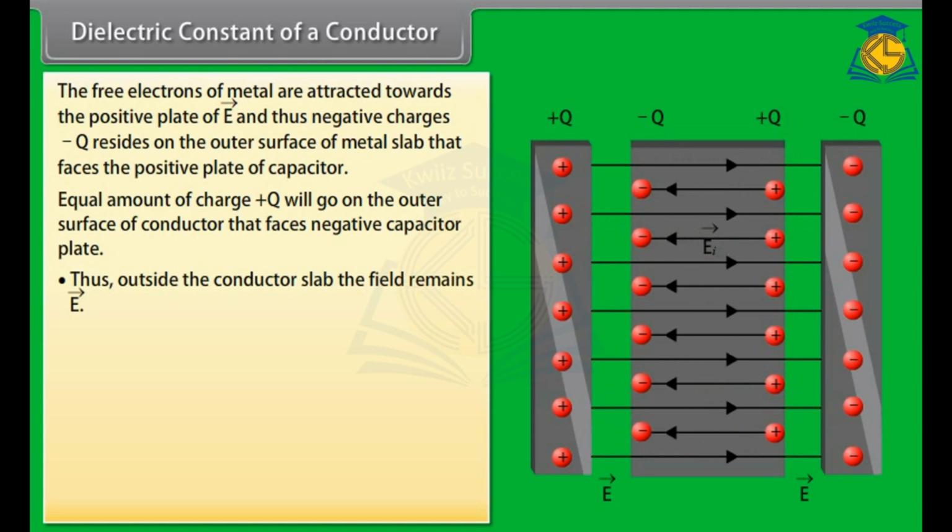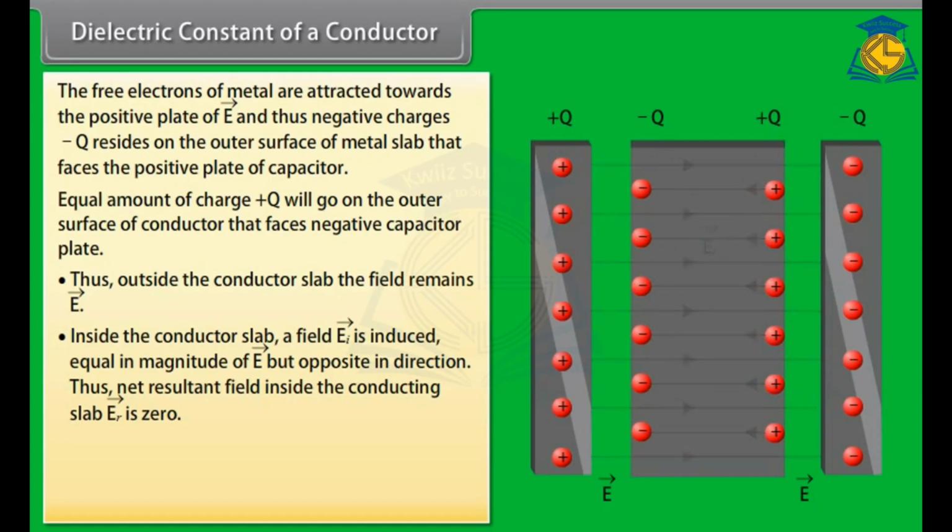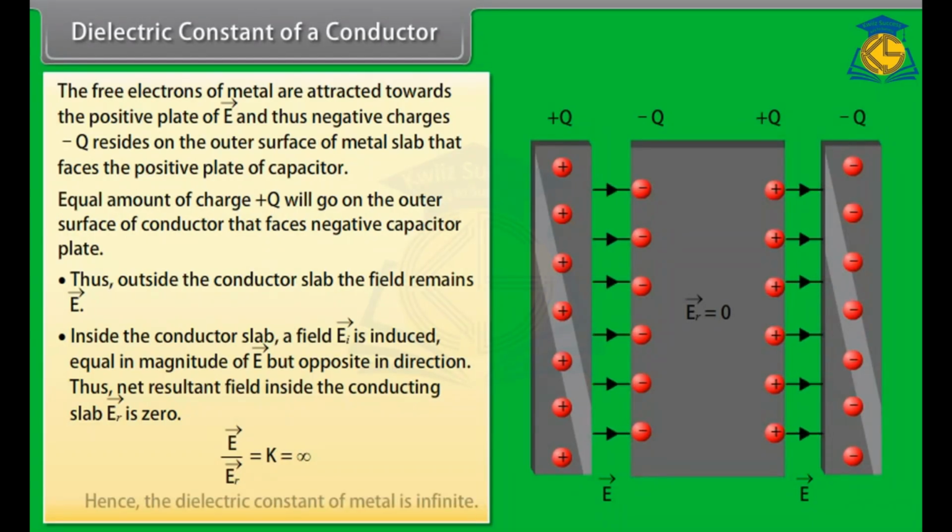Thus, outside the conductor slab the field remains E. Inside the conductor slab, a field E I is induced, equal in magnitude to E but opposite in direction. Thus, net resultant field inside the conducting slab E R is 0. It gives E upon E R is equal to K, which is equal to infinity. Hence, the dielectric constant of metal is infinite.